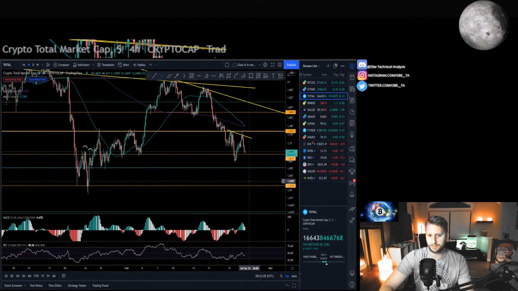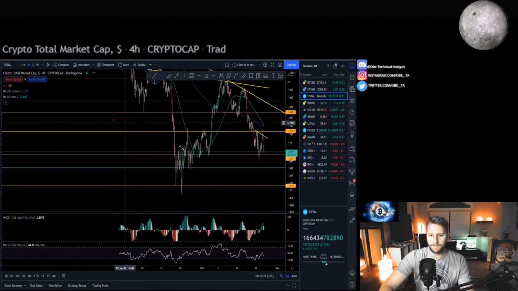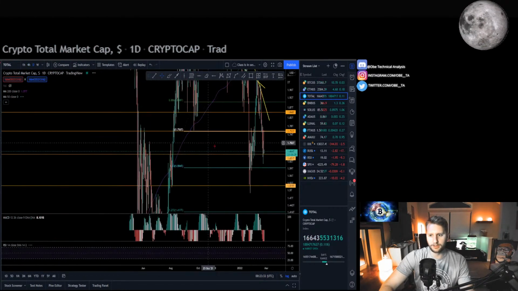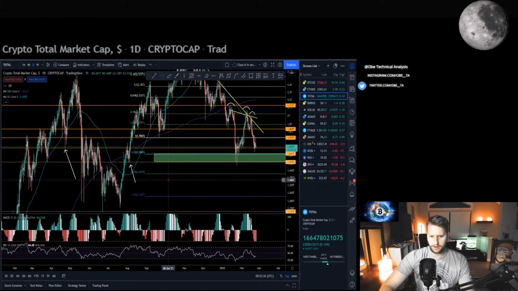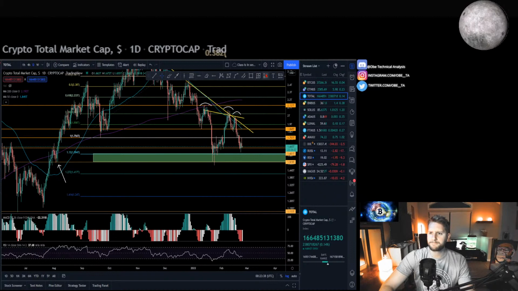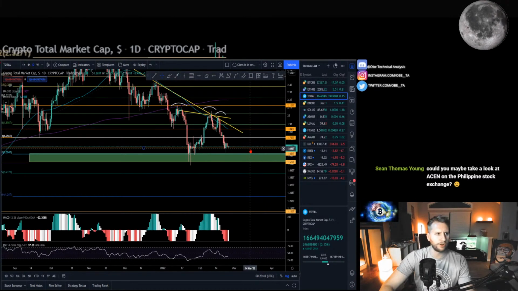All right, and the next support, like $1.5 trillion. At that point, we've got a further 8% for the market overall to go down.